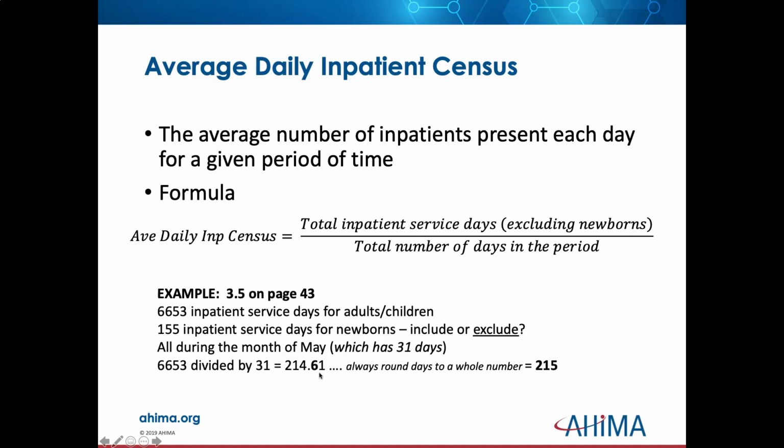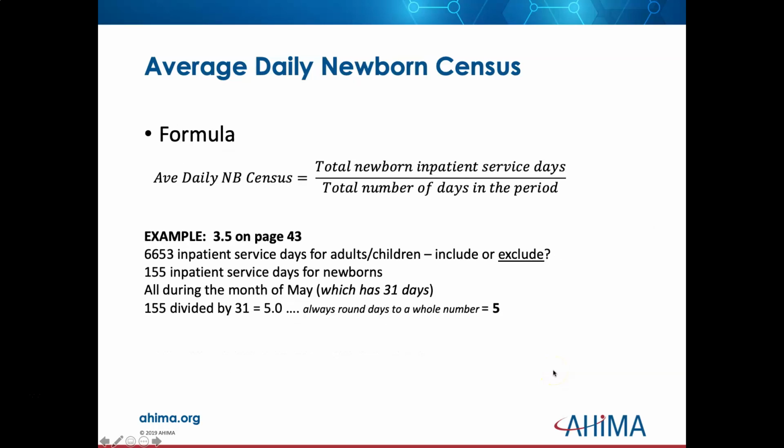Do we round up or do we round down? Well, after the decimal point, it's a 6. Is 6 up or down? 6 is 5 and above, so it's going to go up to 215. So the correct answer is 215. Do you see how I got there? Adult and children's service days divided by the number of days in the period, which they told us was May, which is 31 days, gives us our number, and then we make sure we round it to a whole number.